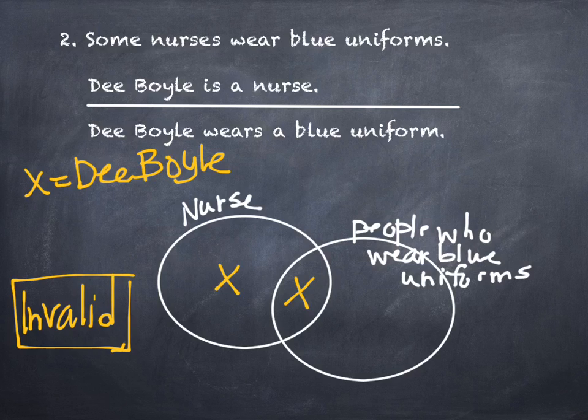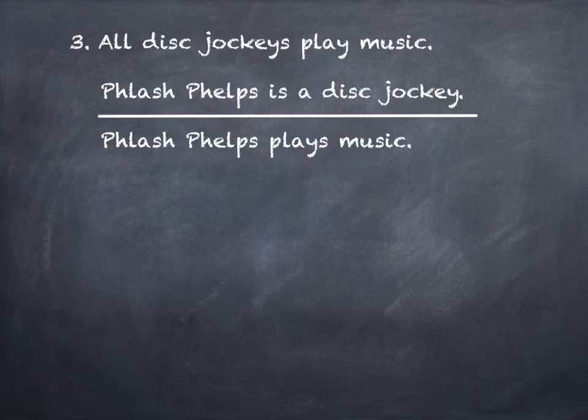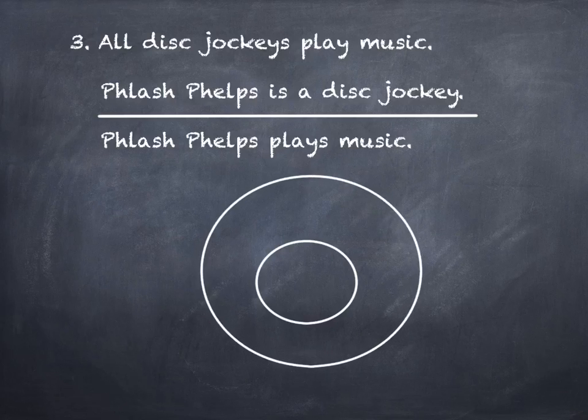Are you following? Pictures make sense? Okay. All disc jockeys play music. What will that look like? A circle. Whoa, that didn't look like a circle. Let's try again. A circle inside of another circle.